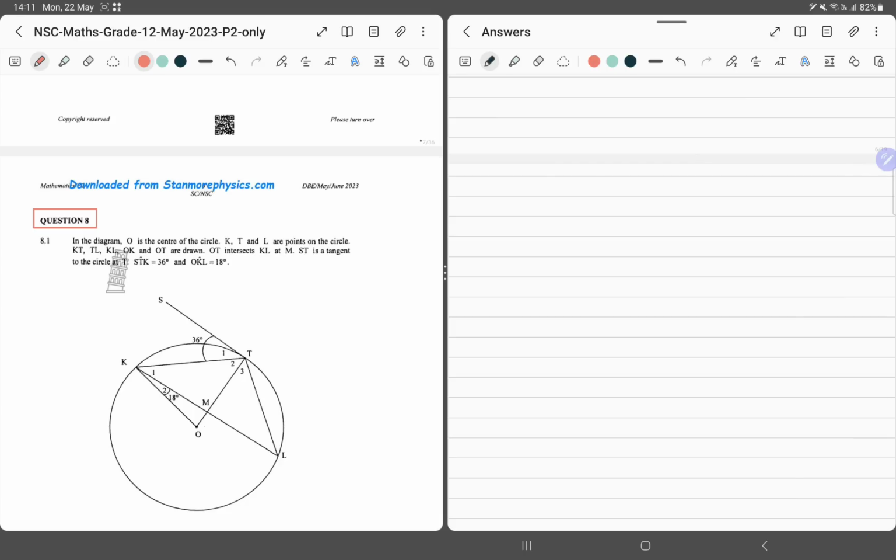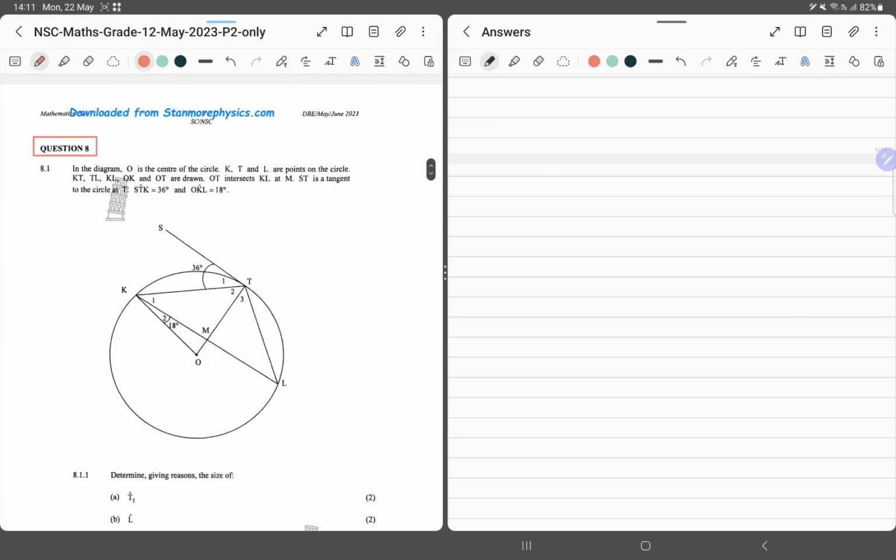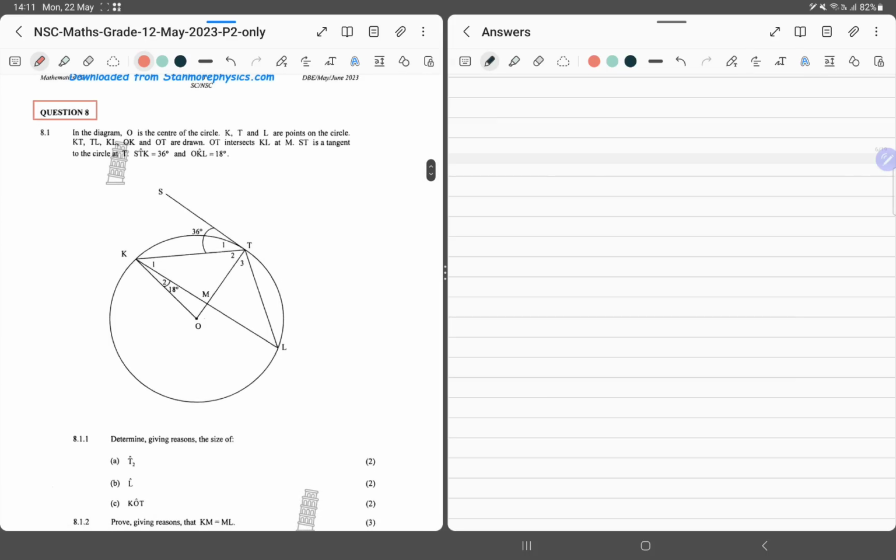All right, easy stuff. So let's just run through this quickly and see what we can do. Question 8. It says in the diagram, O is the center of the circle. K, T, L are points on the circle. Once you hear the words points on the circle, what is the mathematical term for that? We call them concyclic.